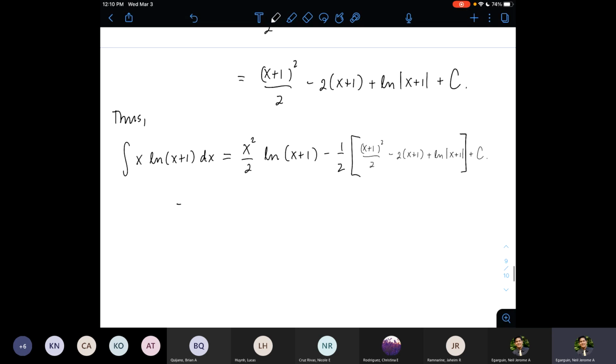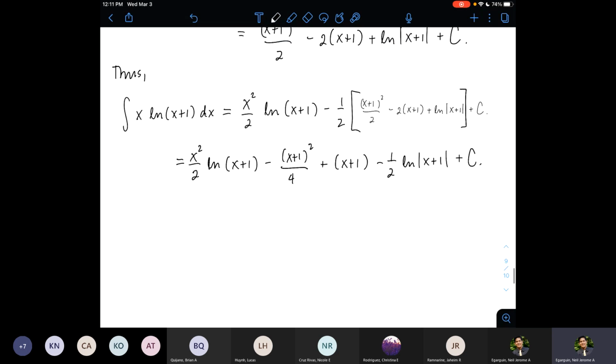Then I can simplify a bit. So this is x squared over 2 ln of x plus 1 minus x plus 1 squared over 4 plus x plus 1 minus 1/2 ln of absolute value of x plus 1 plus the arbitrary constant c. Okay, so just make sure that I did the arithmetic right. I think you know by now that my arithmetic is a little bit sus, so kindly check that. But again, remember we are after the definite integral.